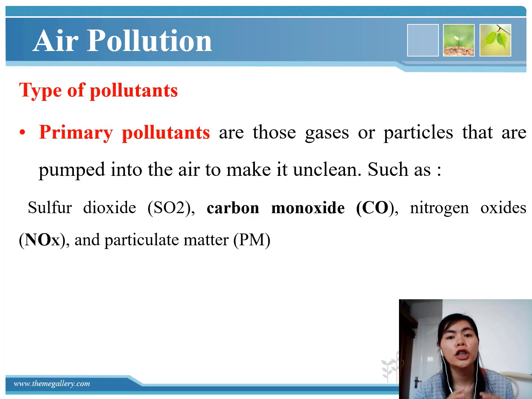There are two types of pollutants. We have primary and secondary pollutants. The primary pollutants are those gases or particles that are pumped into the air to make it unclean, such as sulfur dioxide, carbon monoxide, nitrogen oxide, and some particulate matter, PM.